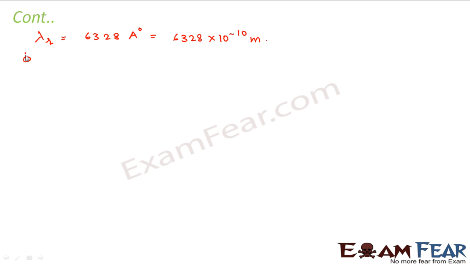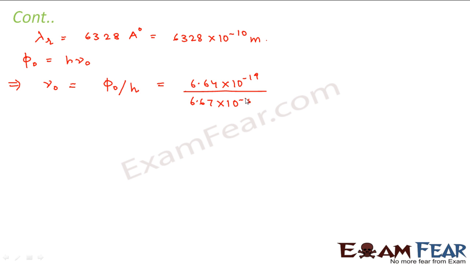In the previous part, we have calculated the work function phi naught, and phi naught is equal to h nu naught, where nu naught is the cutoff frequency. So let us calculate the value of the cutoff frequency. It comes out to be phi naught by h, which is 6.64 into 10 to the power minus 19 divided by 6.67 into 10 to the power minus 34. So this comes out to be 1.006 into 10 to the power 15 hertz. So this is the cutoff frequency.